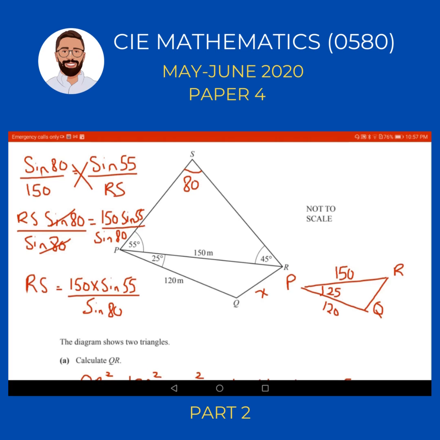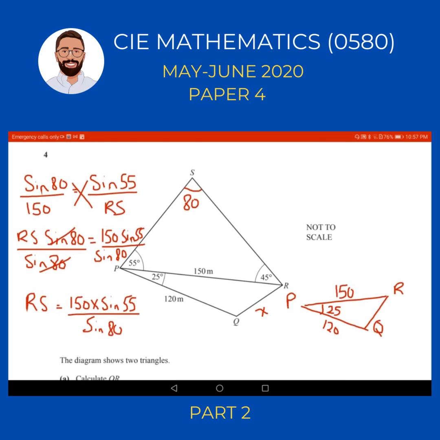So the area of the triangle PQR is half times 120 times 150 times sine 25, and for triangle PRS, I'm going to use half times A, which is 150, times B, which is RS, 125, times the angle in between, which is 45. So we found that RS is equal to 125. So I'm going to use the two sides, 150 and 125, and the angle in between, which is 45.